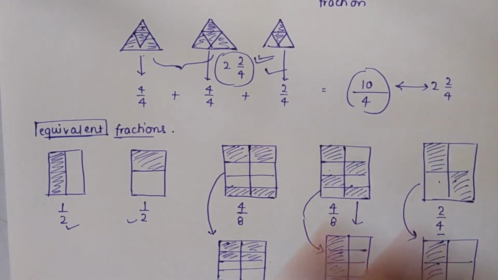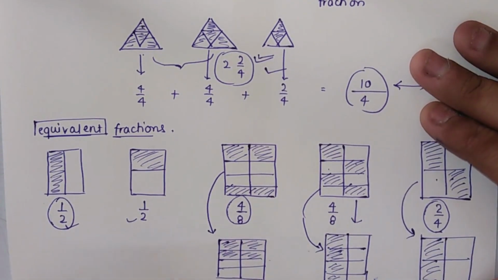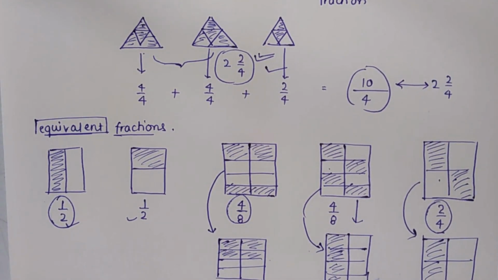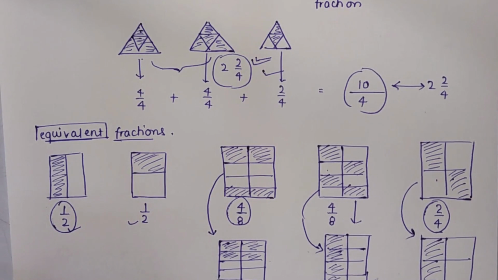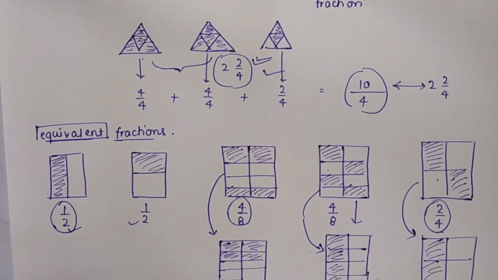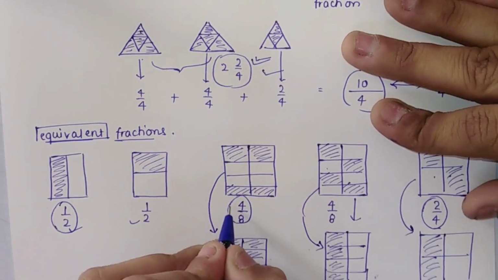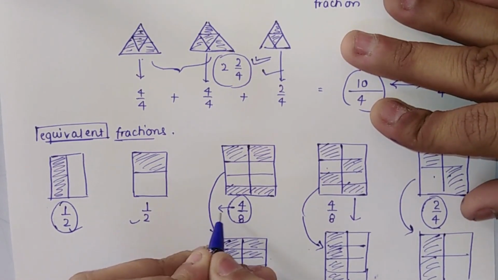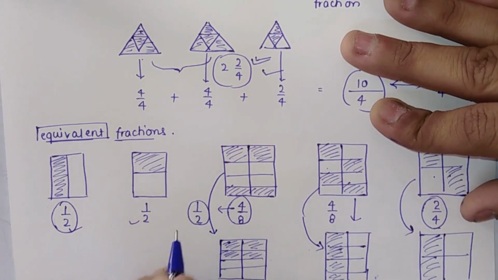So we can say all of these fractions are equivalent or equal. Two fractions are said to be equivalent when they have the same value. By same value, I mean that the numerator and denominator in the simplest form will be equal for all of these. Like this is 1 by 2. If I simplify it further, I will get 1 by 2, which will be equal to this.